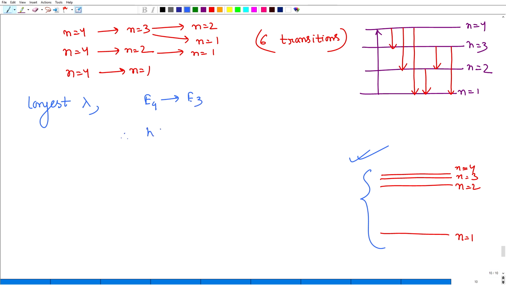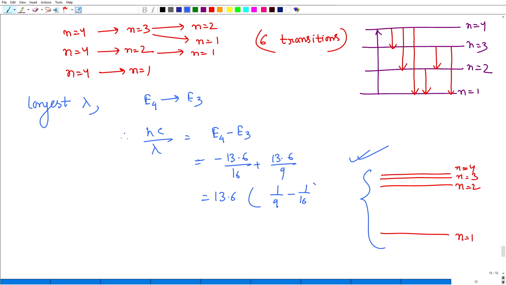So we can find hc by lambda equals E4 minus E3. Okay, so what is E4 minus E3? 13.6 by 16 plus, I mean minus 13.6 by 9. If you take the common denominator, then it will be 13.6 times (1 by 9 minus 1 by 16). So it is 9 into 16 in the denominator, and here it will be 7. This is in terms of electron volt.